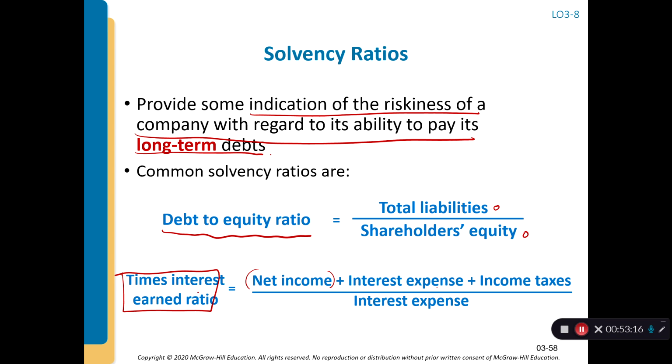In other words, for the times interest earned ratio, the numerator was supposed to be income before tax and interest, right? But because sometimes we don't know what this number is, what we happen to do is just use net income, adding back these two expenses.